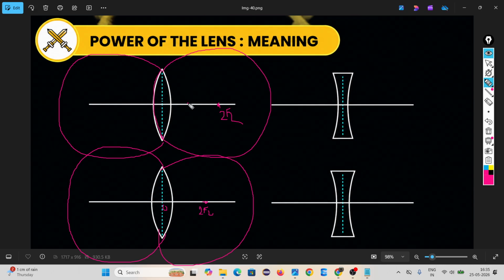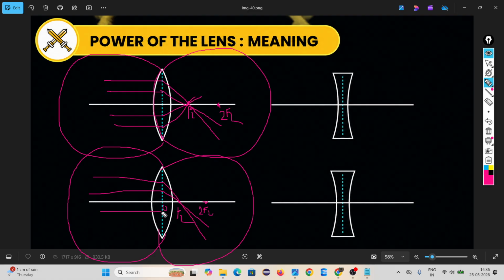Then this is f2. Suppose many parallel rays are coming. If light comes parallel to the principal axis, they will meet at f2. Here also same. Look, it is thinner, and look, this angle is greater.